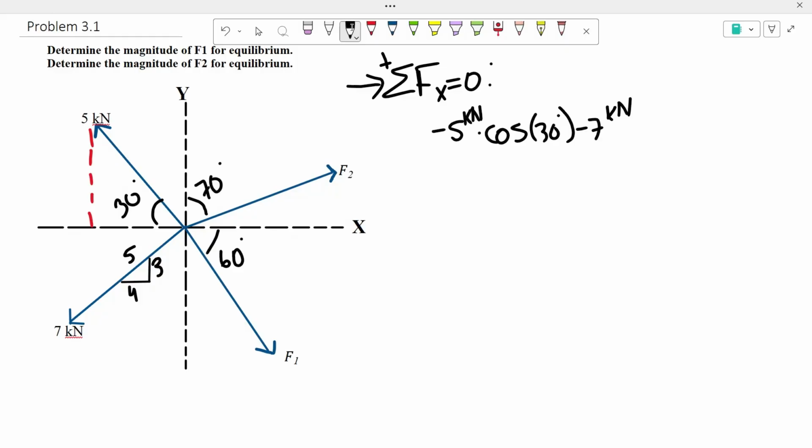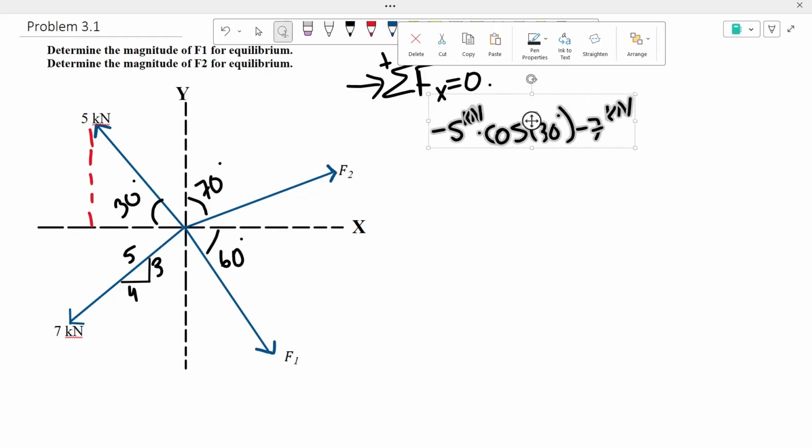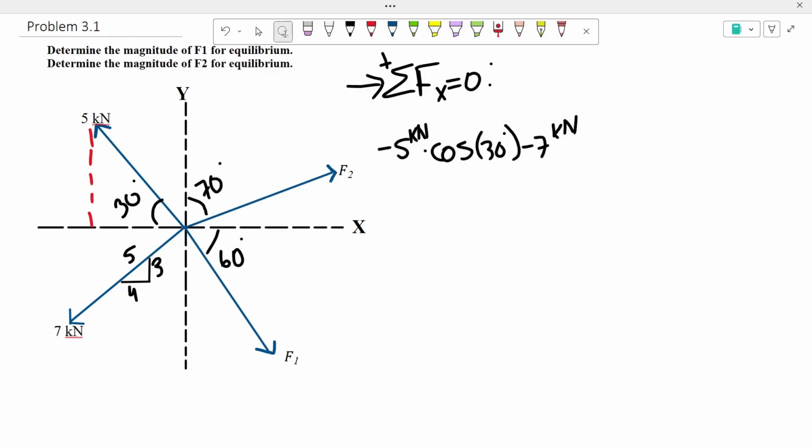For our 7 kilonewtons, we are given that this is a 3, 4, 5 triangle. So that means we're trying to find the force on the side of 4, and we are given the force of the side of 5. So we're going to be using the side of 4 and the side of 5. So 7 kilonewtons times 4 over 5.